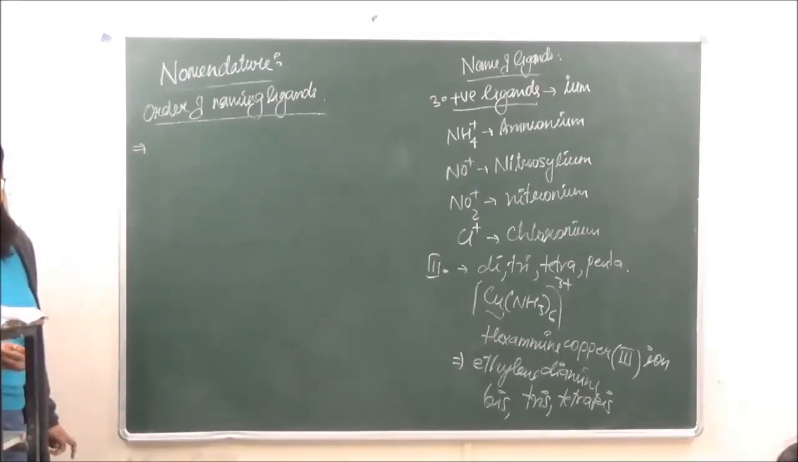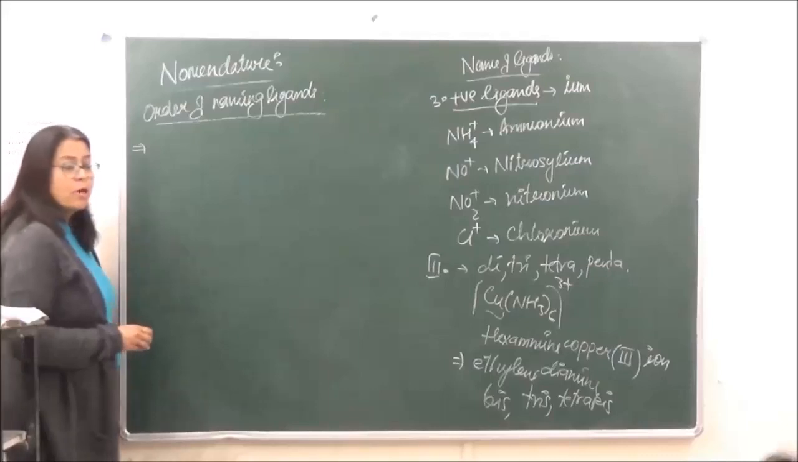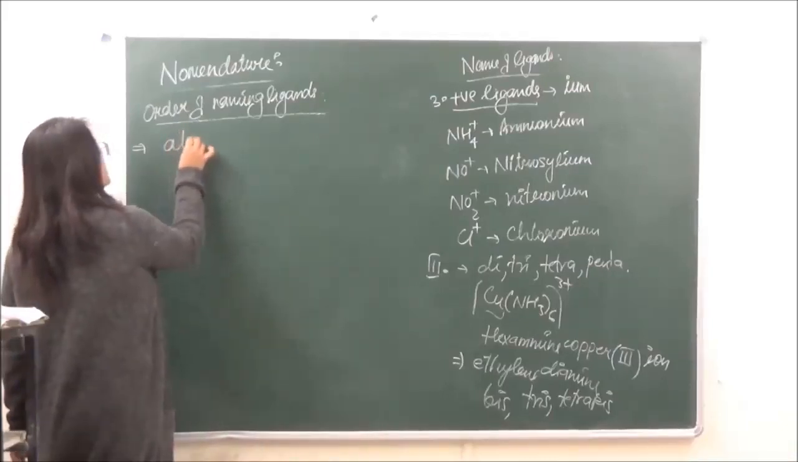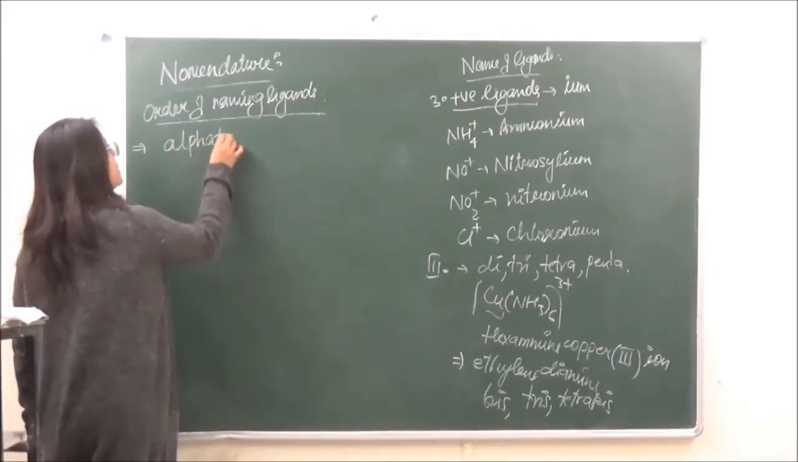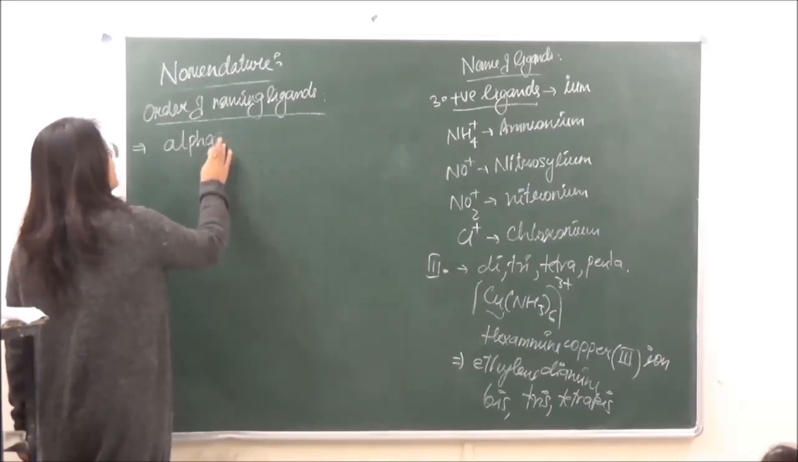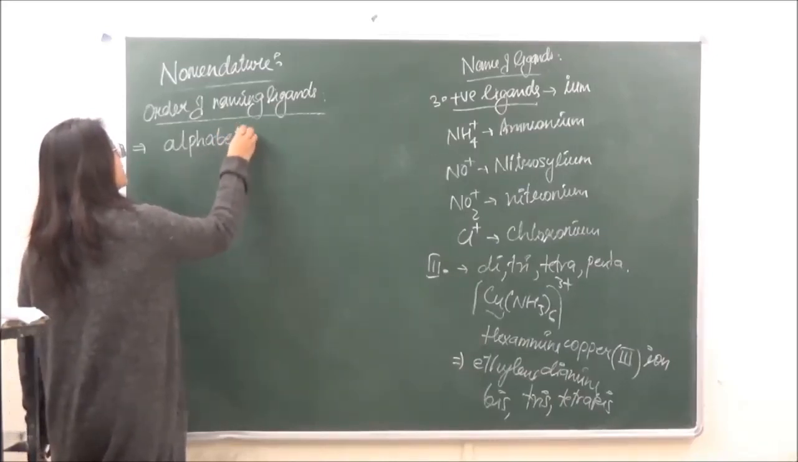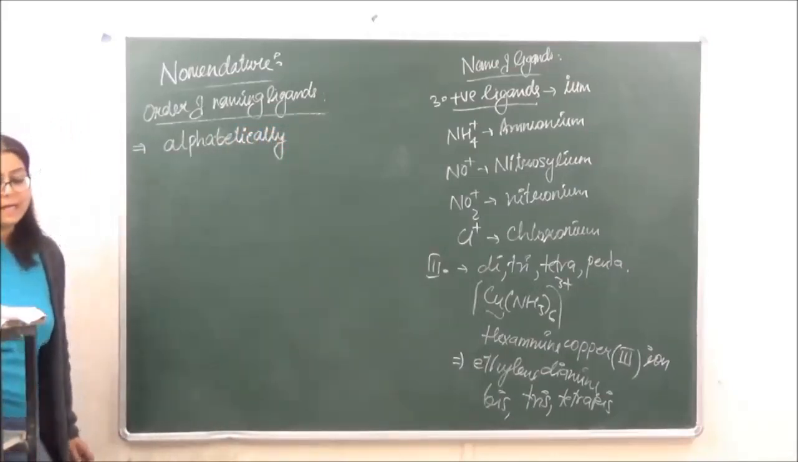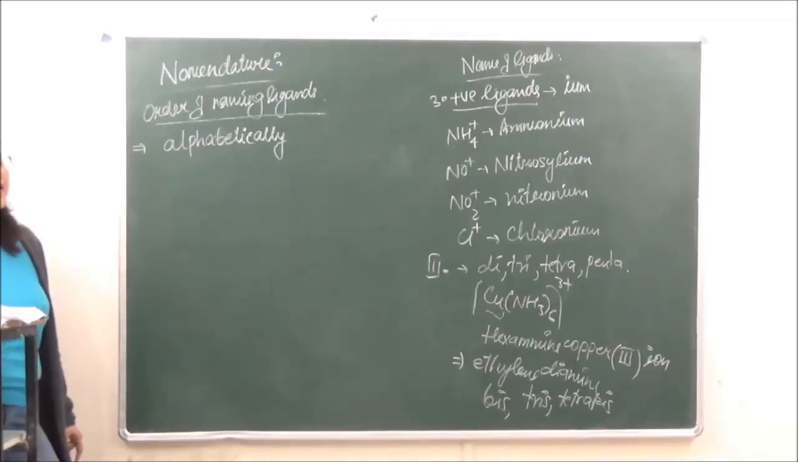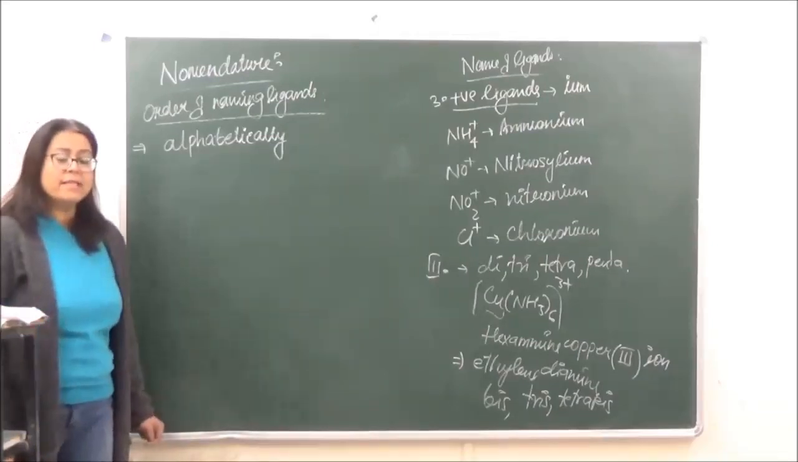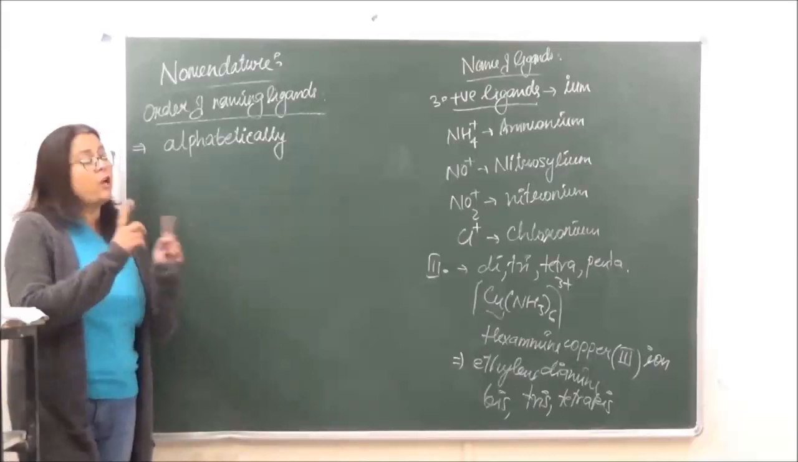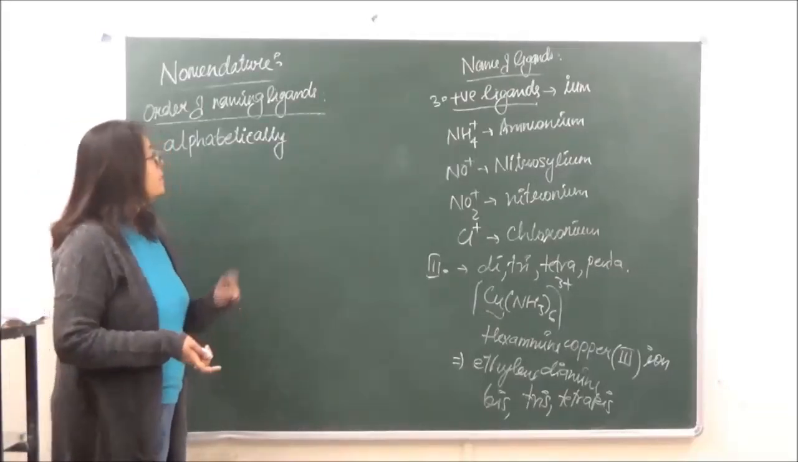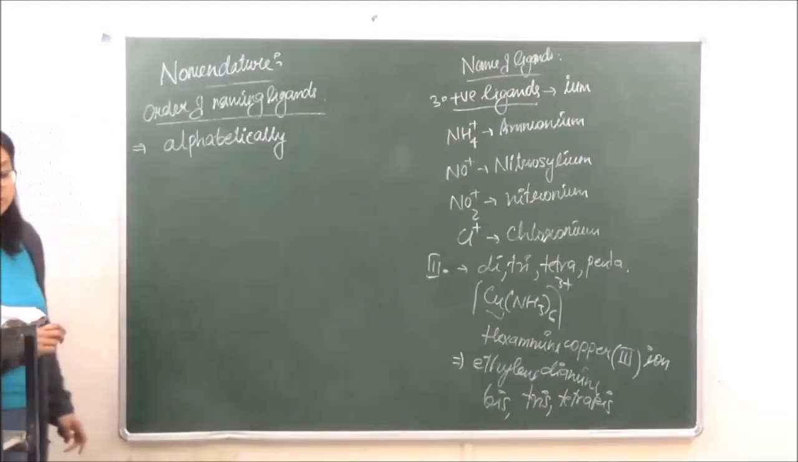Number one. If there are more than one kind of ligands present, they should be named alphabetically. They should be named alphabetically. For example, if amine and nitro are present, then you will first name amine and then nitro. If amine and chlorido are present, then you will first name amine and then chlorido. Is it clear? So alphabetically we are going to give the name.